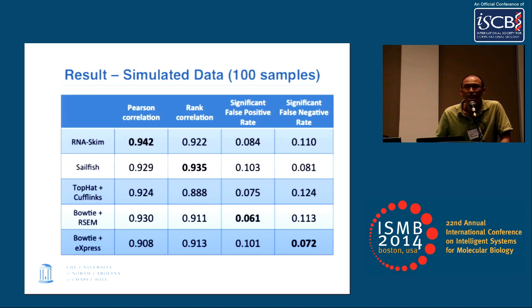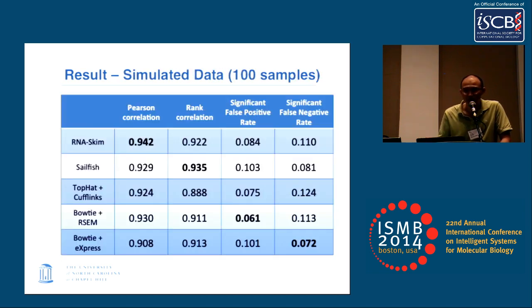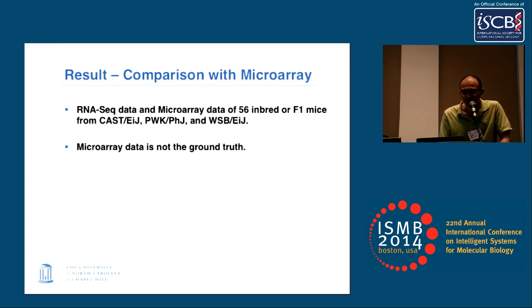The reference genome is generated from B6, but we test our data with it. So we use B6 as a reference genome, but all the simulated data are generated from CAST, PWK, and WSB. All right. Okay. Thanks.